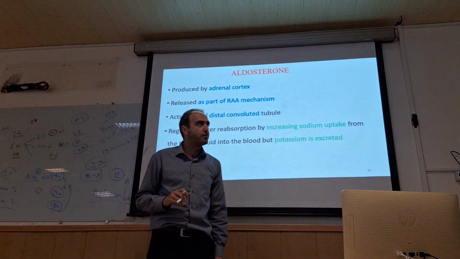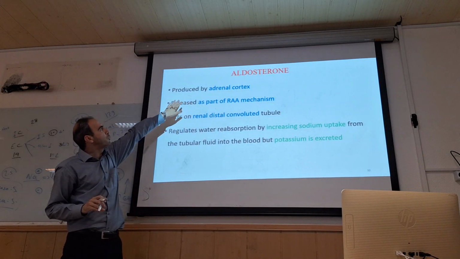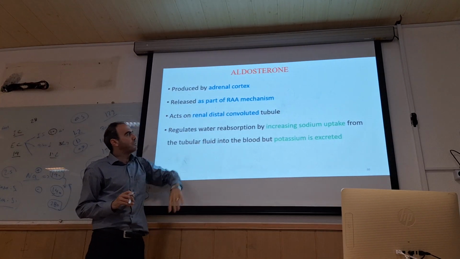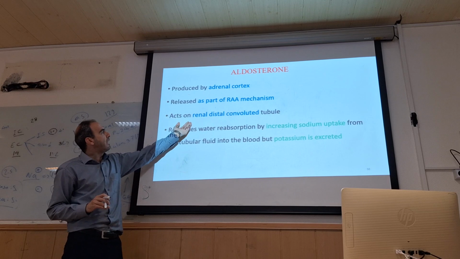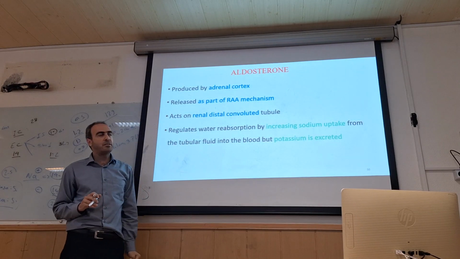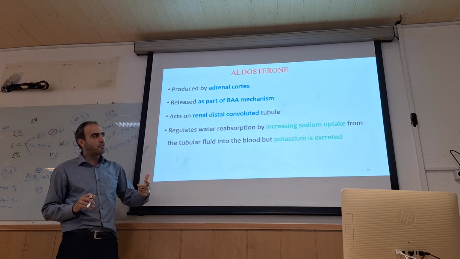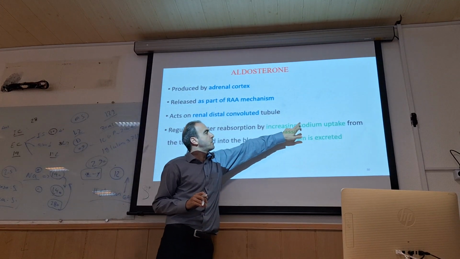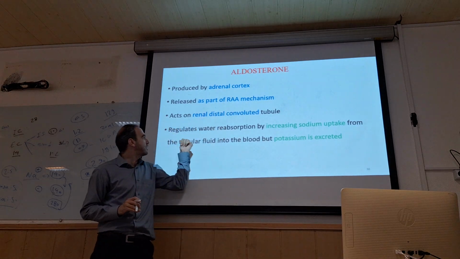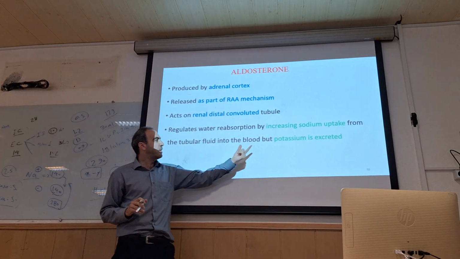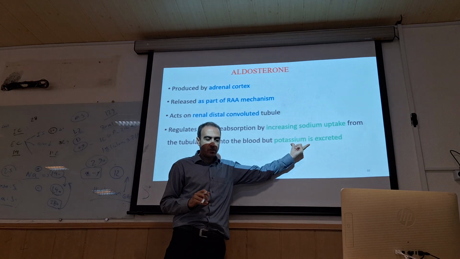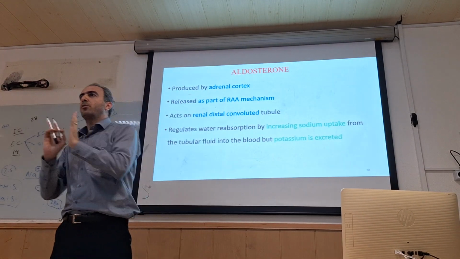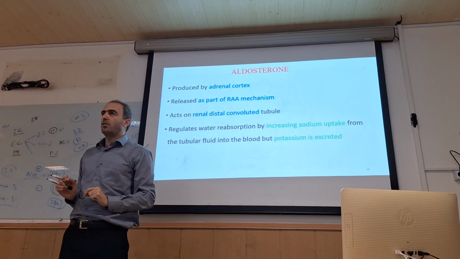Related to aldosterone, it is a hormone produced by the adrenal cortex and released as part of the renin-angiotensin mechanism, and it acts at the renal distal convoluted tubule. The function of aldosterone is two-fold. One, increasing sodium uptake from the distal tubule, and second, increasing potassium excretion. So sodium uptake is increased and potassium excretion is also increased by aldosterone.